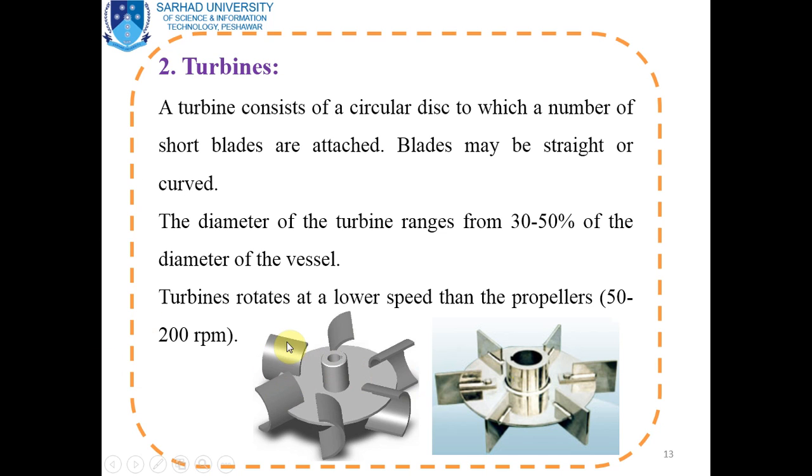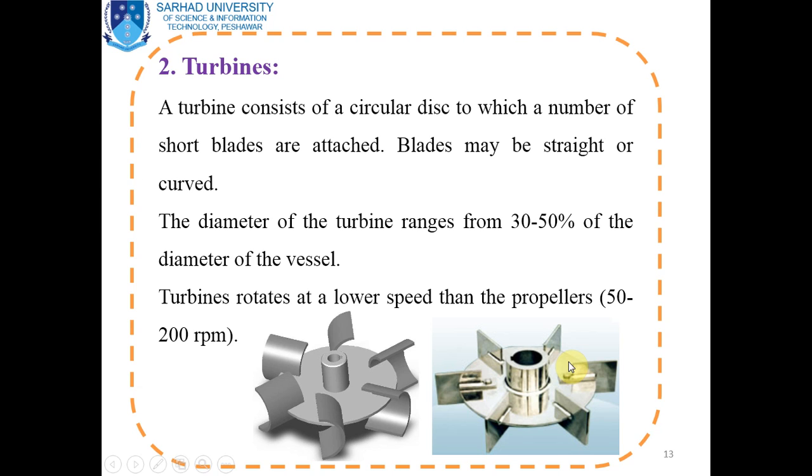On the left side you can see these short blades are curved, while on the right side you can see the circular disc to which the short blades are attached, which are straight. Six blades are attached to the circular disc at the left side, while at the right side the blades which are straight are also up to 6 blades attached.